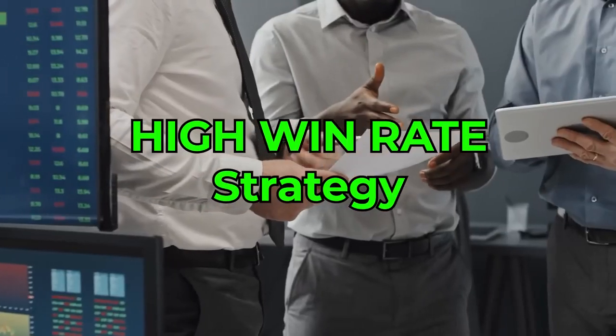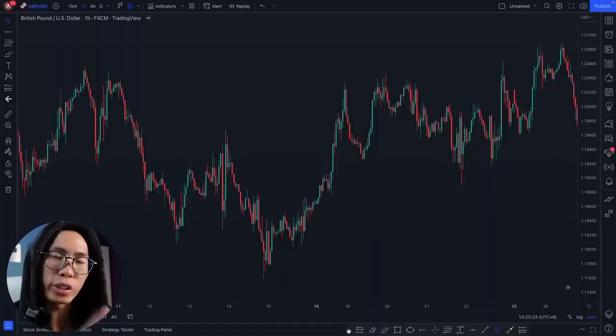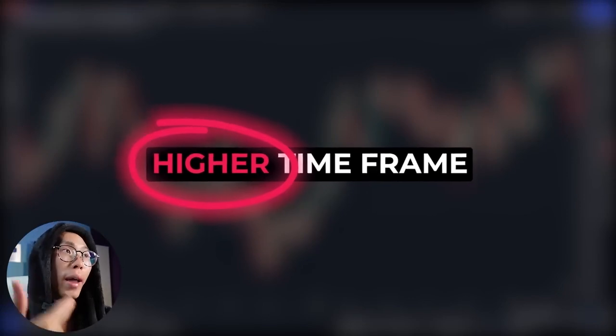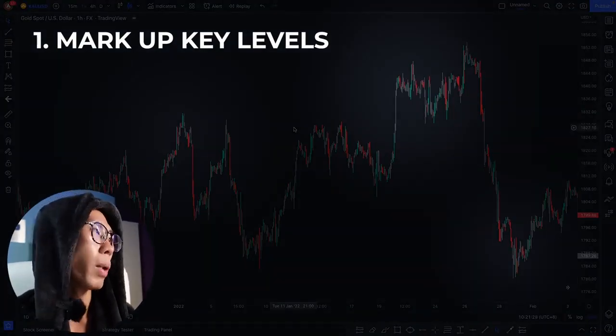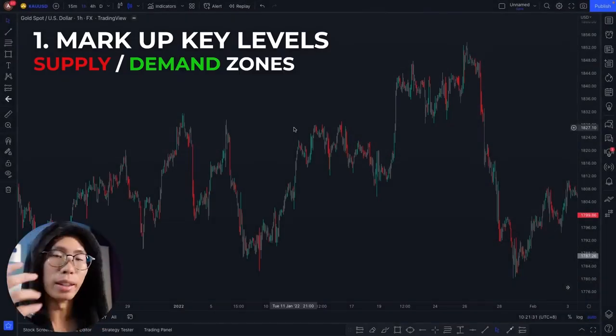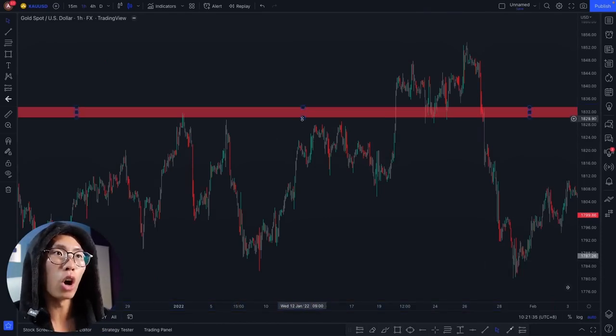Now let's combine whatever we just learned, and I'm going to show you a high win rate smart money trading strategy. For this strategy, make sure that you are using a higher time frame, like the 1 hour time frame. The first thing before you do anything is that you want to mark up your key levels or supply and demand zones by finding where price is reversing or respecting.